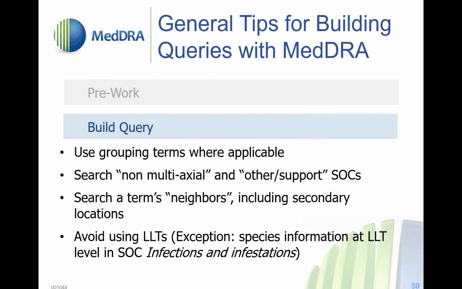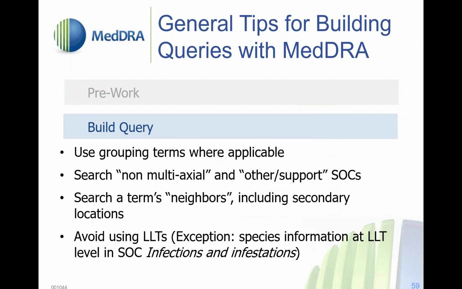You can search neighbors, and I'll show you how to do that when we start looking in MedDRA for building a query. Look for surrounding events. So remember when we said arrhythmias, for example, there's different types of arrhythmias. Are you interested in all of them? Those are surrounding events. They are related to each other, but they're not necessarily the same concept.